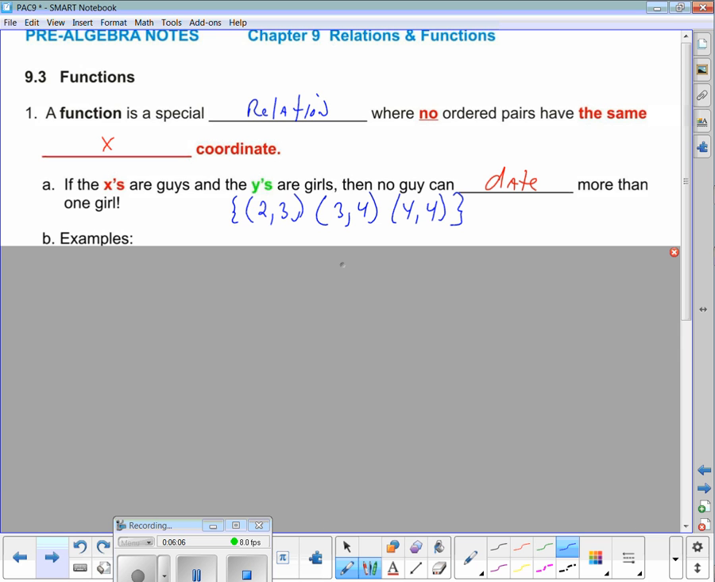If I input 3, it outputs. If I input 2, it outputs. If I input 4, it outputs. No problem, right? Knows exactly what to do. Nothing freezes. No problem. Let me show you one that's not a function.